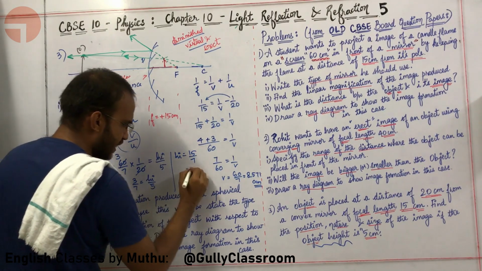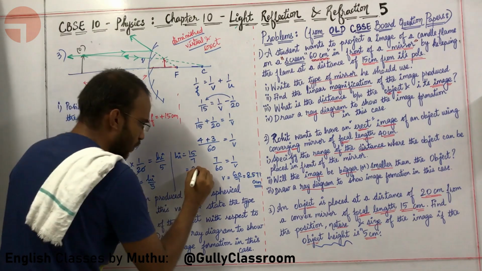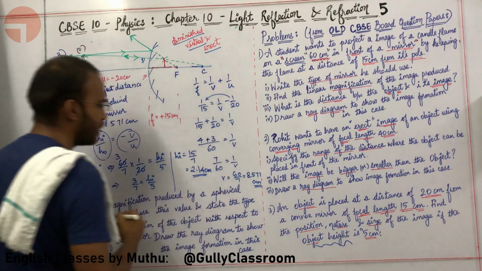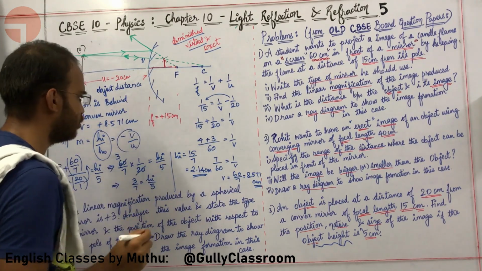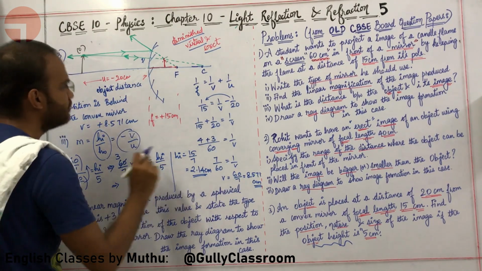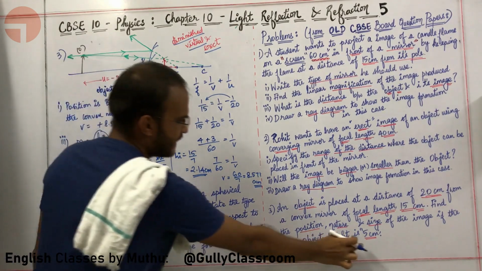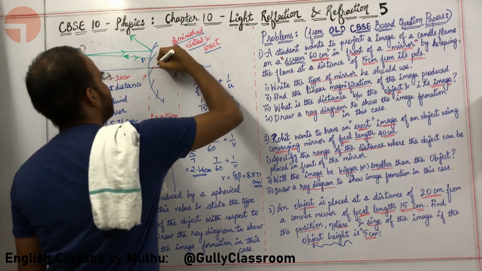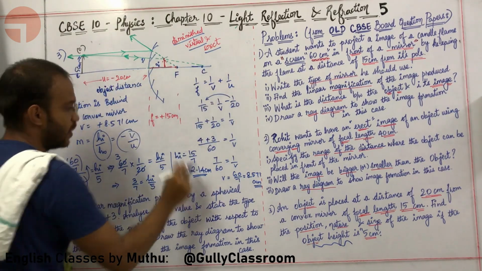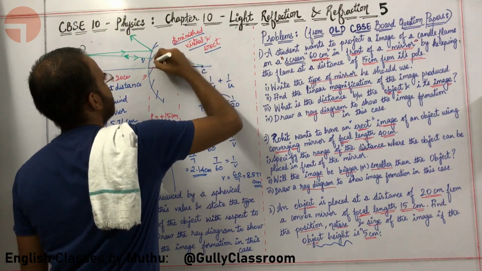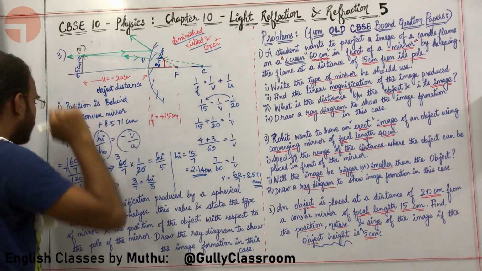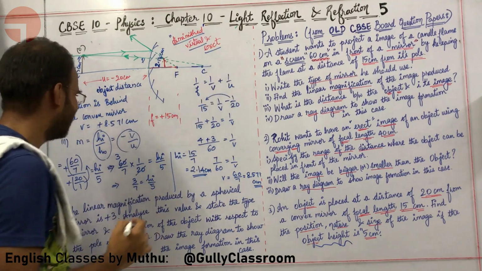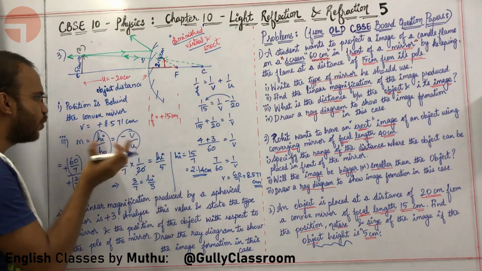Let me divide this. I think it will be 2.1. Yeah, am I getting this right? 2.14 centimeters. This is the value of HI. Yes, this is a diminished image. Why? The original size is 5 centimeters. But here I am getting only 2.14 centimeters. So the height of my image has been diminished. Are you comfortable with how I did this problem?